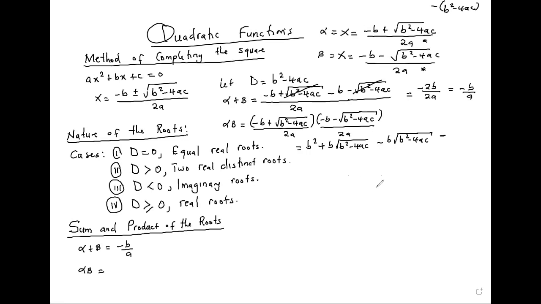Then it has a negative outside. So if you expand the negative, you get -b² + 4ac over 2a times 2a, which is 4a². Then this b² is positive and this is negative, so they cancel. In the numerator, we remain with 4ac. In the denominator, we remain with 4a times a. So a will cancel, 4 will cancel, then we'll get c over a. So we are saying the product is c/a.